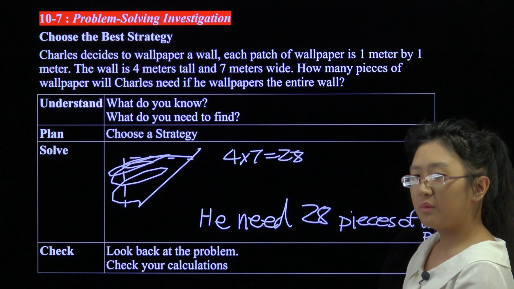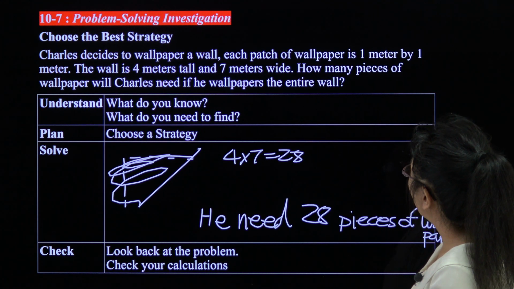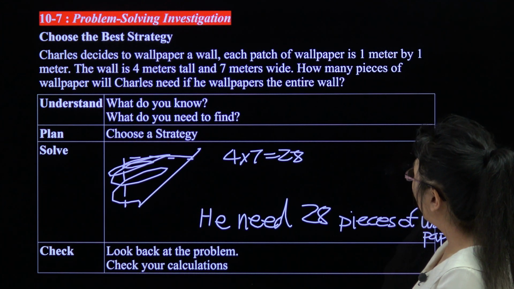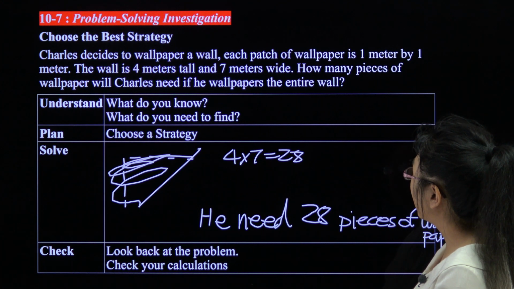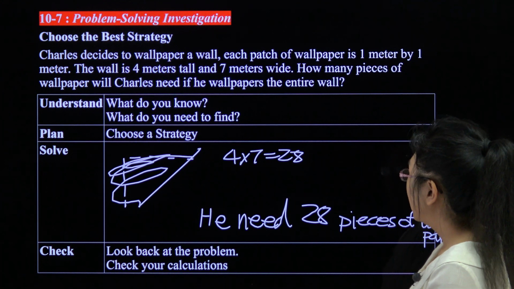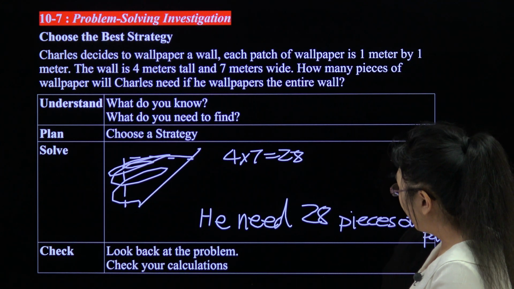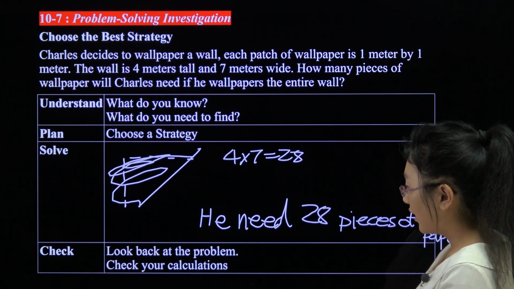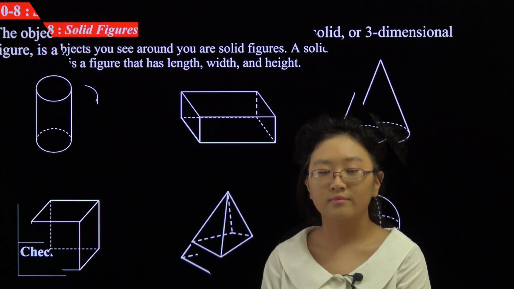Alright, look back at the problem to make sure our facts are good. Charles decides to wallpaper a wall. Each patch of wallpaper is 1 meter by 1 meter. The wall is 4 meters tall, 7 meters wide. How many pieces of wallpaper will Charles need if he wallpapers the entire wall? Check our calculations. 4 times 7 equals 28. 28 divided by 1 equals 28. Alright. Moving on to the next section.